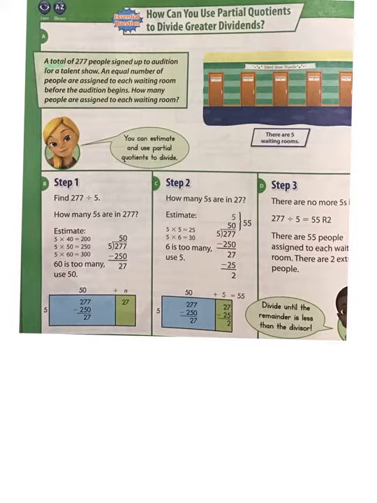A total of 277 people signed up to audition for talent shows. An equal number of people are assigned to each waiting room before the audition begins. We want to find out how many people are assigned to each waiting room. If we're using partial quotients, we need to find out what is 277 divided by 5.